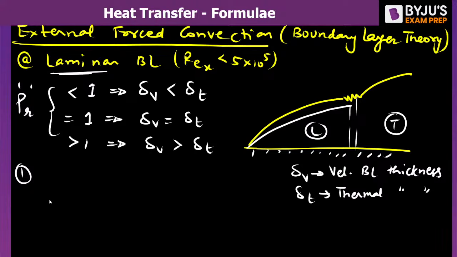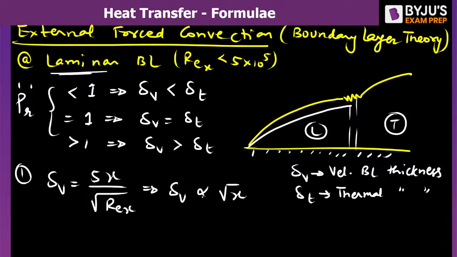Further, we develop the formula. Delta V, velocity boundary layer thickness, is 5x upon under root of Rex. So delta V is directly proportional to root x. Velocity boundary layer thickness is directly proportional to root x. First formula for laminar boundary layer.